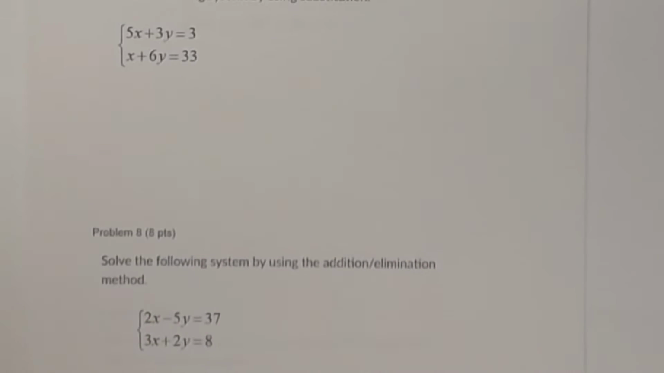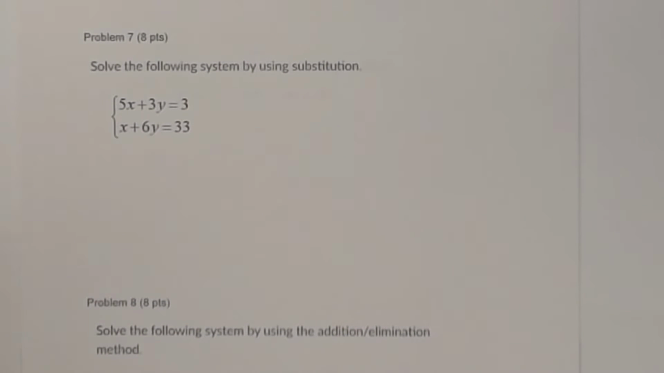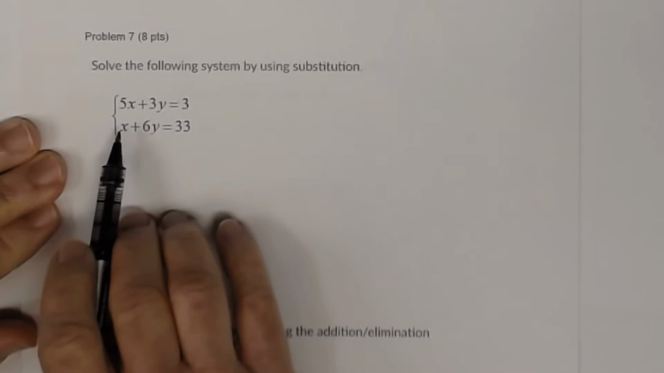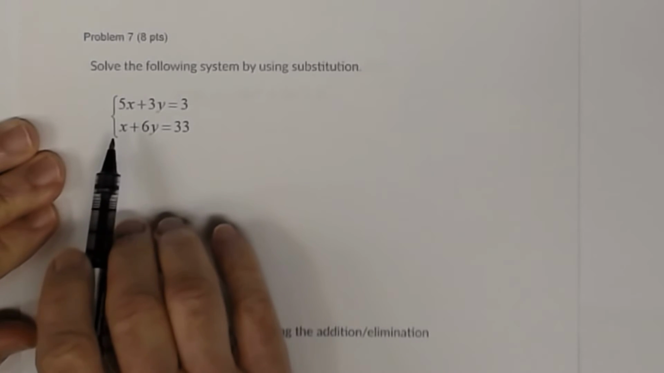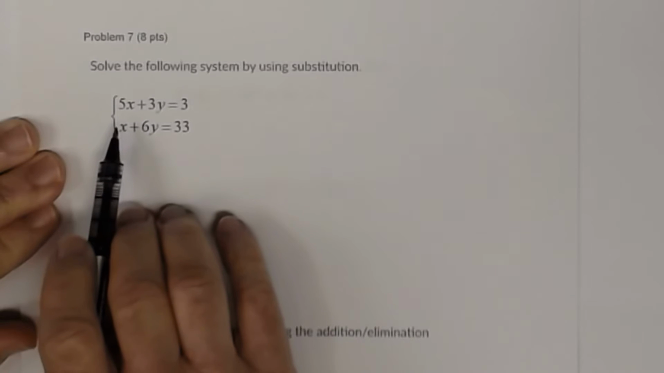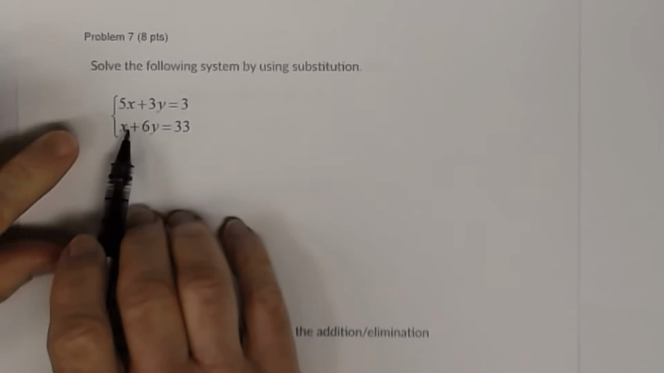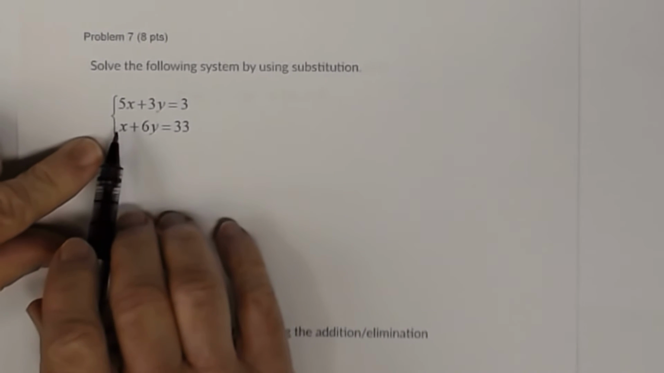Okay, number 7. So number 7 is where you want to solve this system of equations, but using substitution. So remember, when using substitution, you got to pick one of these equations, and usually the easiest one to pick is the one that has a coefficient of 1. And this one does. So the second equation has a coefficient of 1, and you want to solve for that variable. So it's easier to pick that second equation and solve for x.